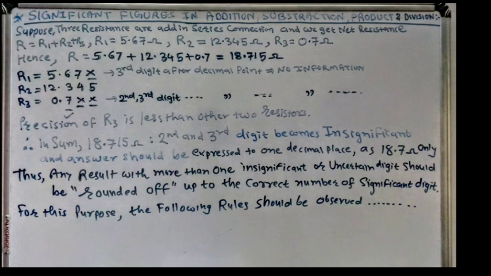Therefore, in the sum 18.715 ohm, the second and third digits become insignificant, and the answer should be expressed to one decimal place as 18.7 ohm only. Thus, a result with more than one insignificant or uncertain digit should be rounded off to the correct number of significant digits. For this purpose, the following rules should be observed.